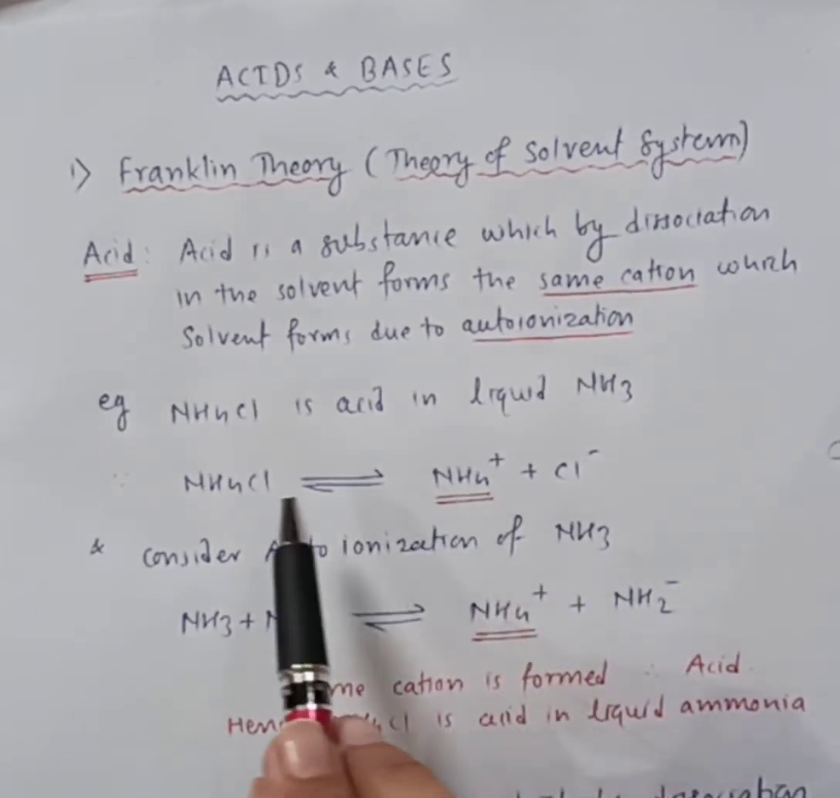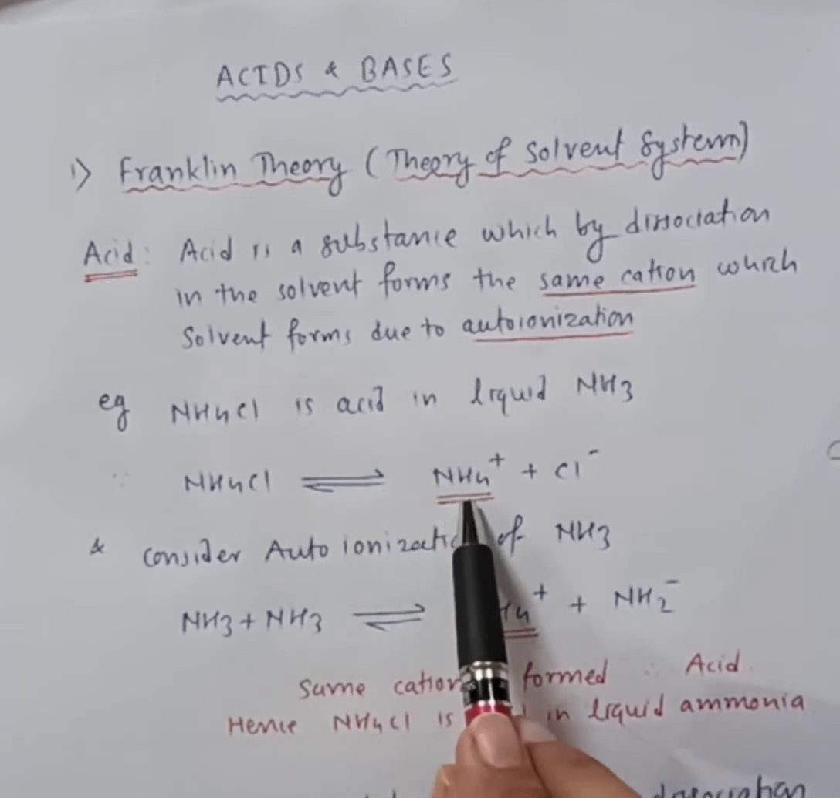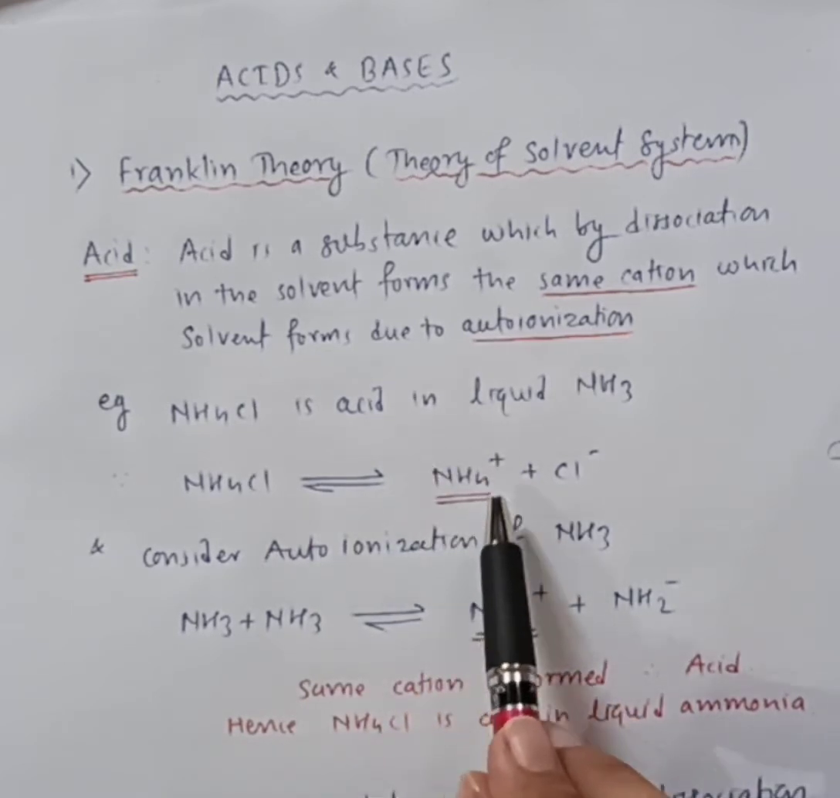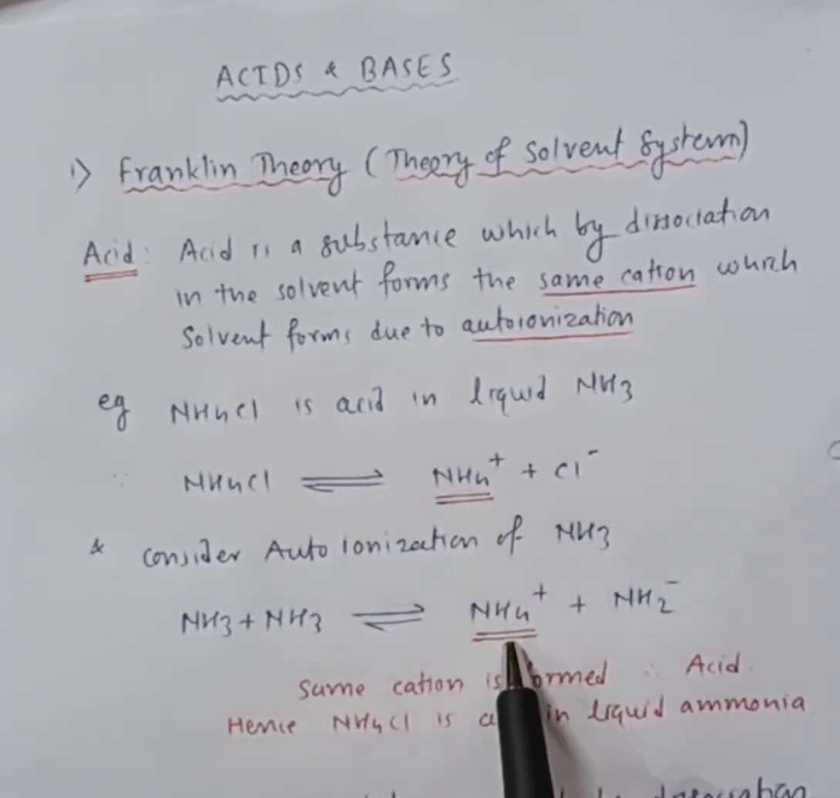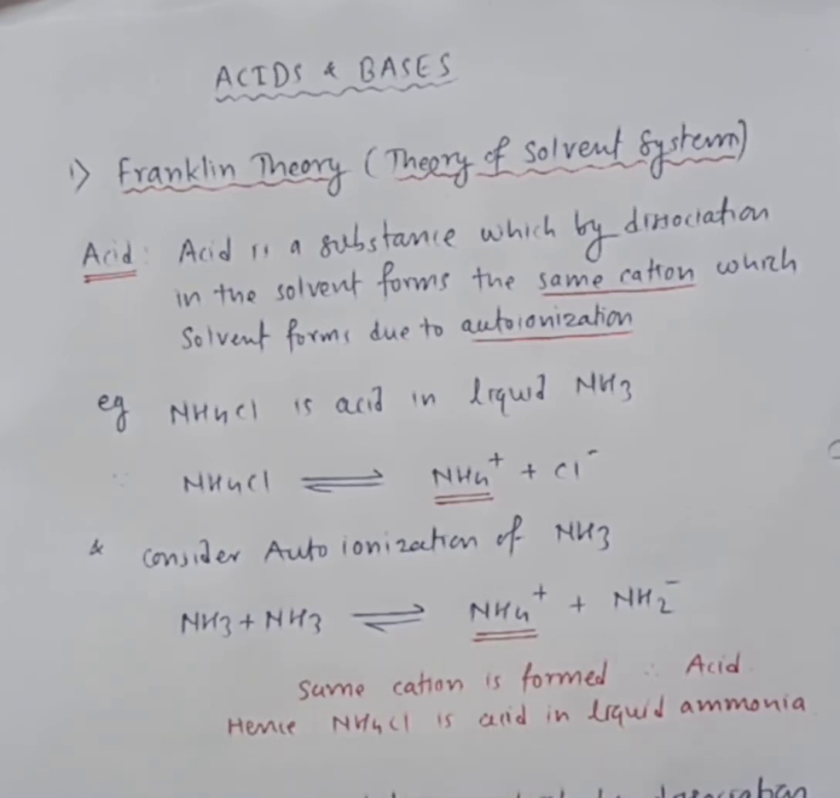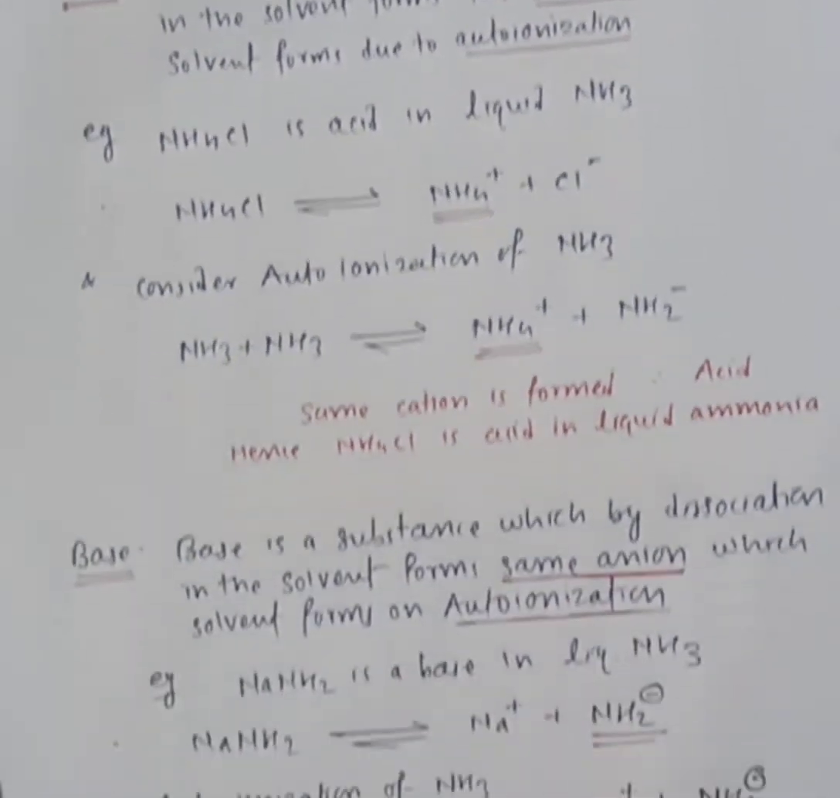Now see here, in the dissociation of NH4Cl, NH4+ is the cation and the same cation is formed in the auto-ionization of ammonia, and hence NH4Cl is an acid in liquid ammonia because it is forming the same cation which the solvent is forming due to auto-ionization. Now we will consider what is a base.